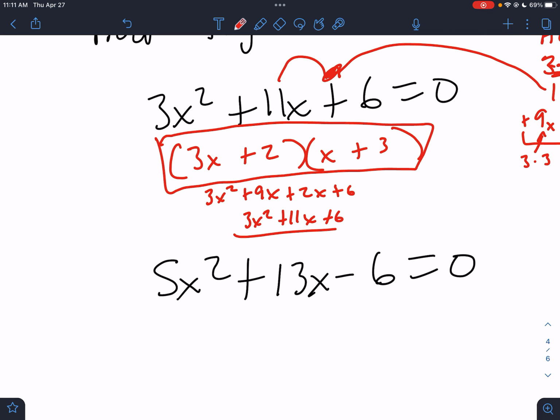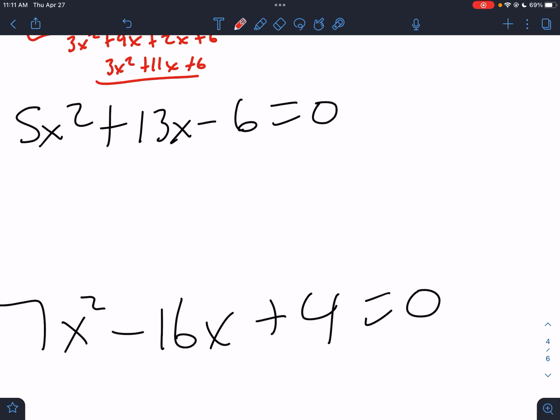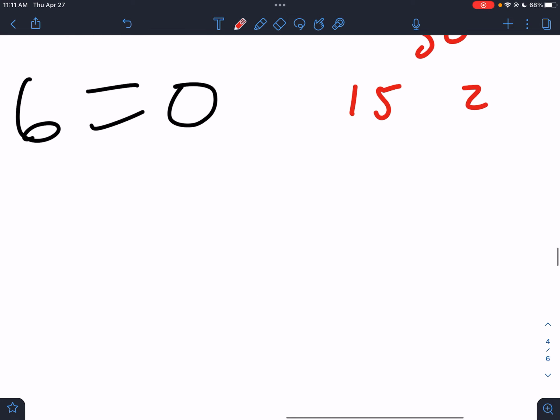We can do it. Hit pause and try. I'm going to do it right now. Boom. Hopefully you tried. 5 times 6 is 30. It needs to subtract to equal 13. So that's going to be 15 and 2, not 10 and 3. 10 and 3 add to 13. They have to subtract. It has to be plus 13. So it needs to be plus 15 and minus 2. And you can put the x on there if you want.